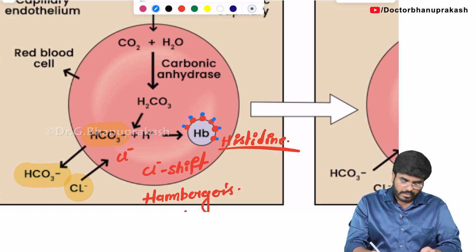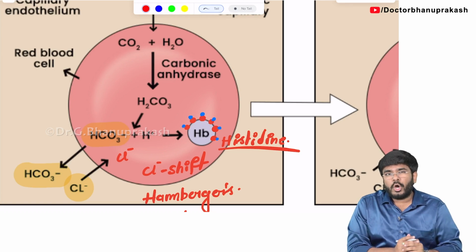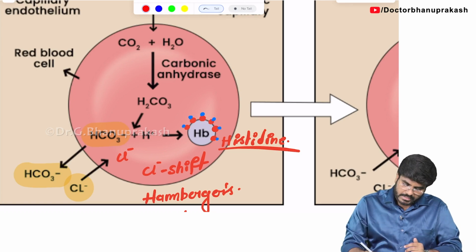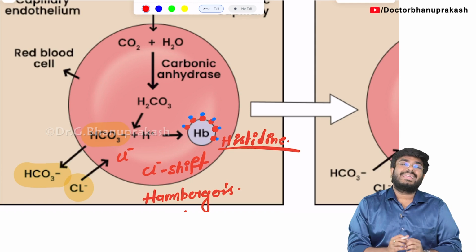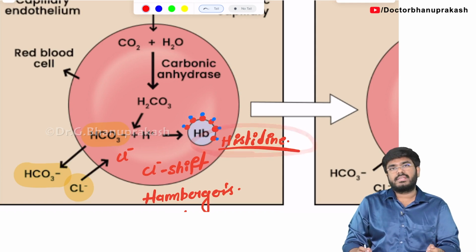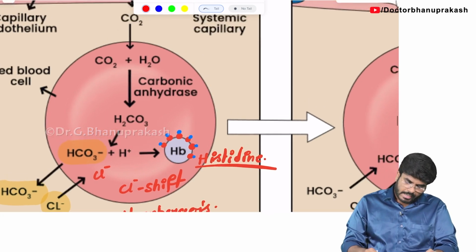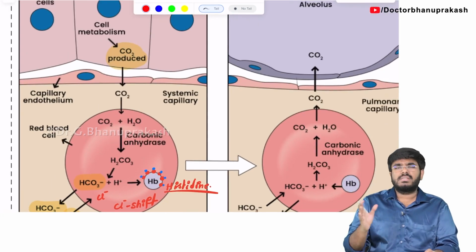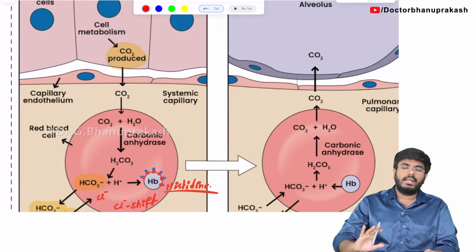Okay. So, from this, if they ask you what is the most important intracellular buffer, the most important intracellular buffer is hemoglobin. So, hemoglobin is acting like a buffer because of the presence of which amino acid? It's because of the presence of the histidine amino acid.